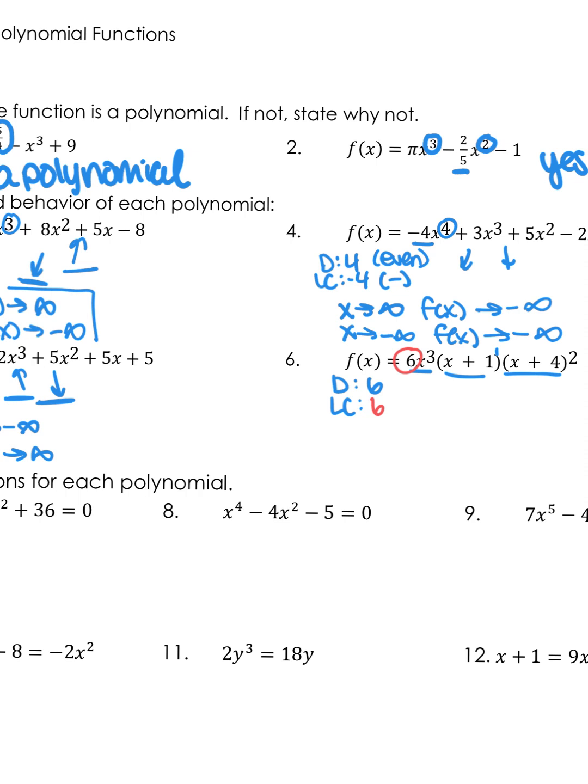So here, the degree is 6, leading coefficient is 6, so this is an even degree, positive leading coefficient, so both will go up because even means together. So as x goes to the right, the function will go up. And as x goes to the left, the function will also go up.